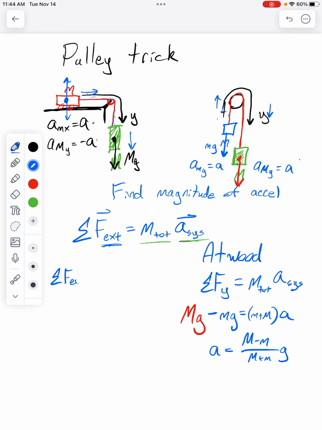So when we write the sum of the external forces is equal to total mass times acceleration of the system, there's only one external force, big M g, and it's in the positive y direction on that side. What's the total mass? Little m plus big M. The acceleration of the system is a. Acceleration is big M g over little m plus big M. Boom, 2 lines. Okay, and the next one we're going to add friction.